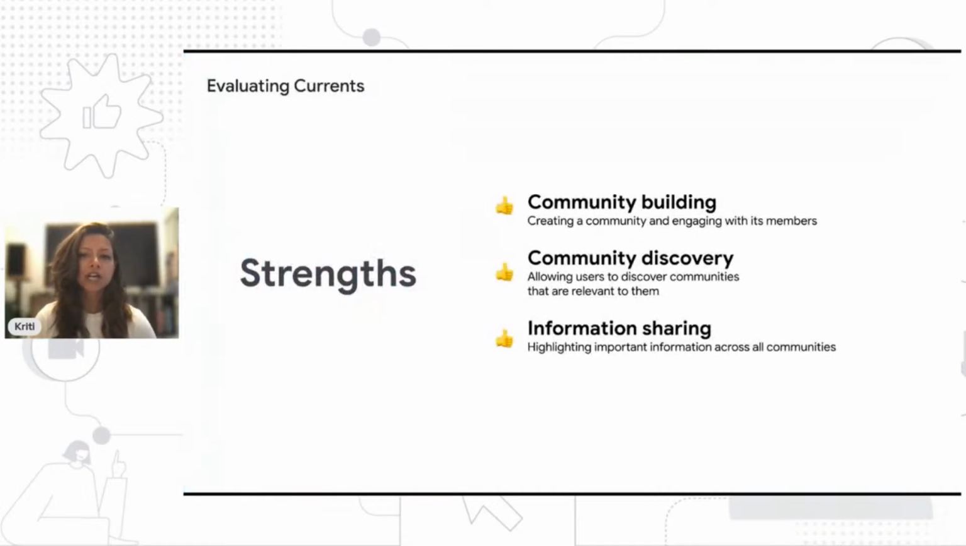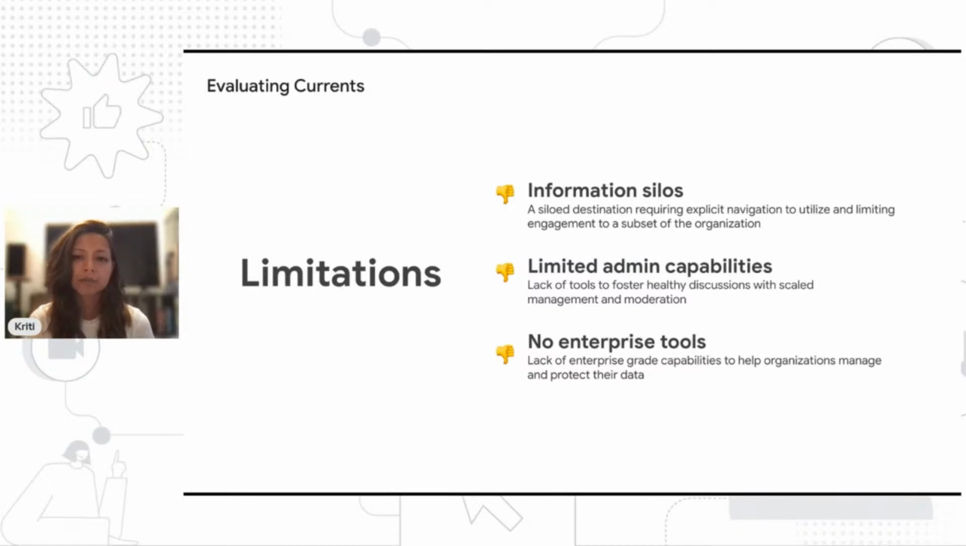So when we look at Currents, there are three areas where Currents does a good job. As a social platform, it has tools that allow for community building and also allows members to engage with the content. Currents also does a good job of allowing users to discover communities that they're interested in or that are relevant to them. And it also highlights information that is being shared across communities and also makes it easy to share information at scale. But the tool has certain limitations.